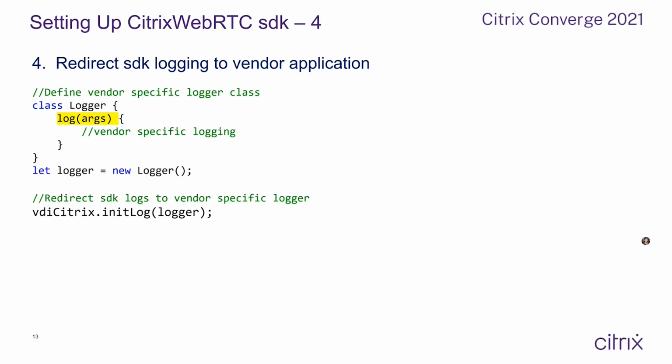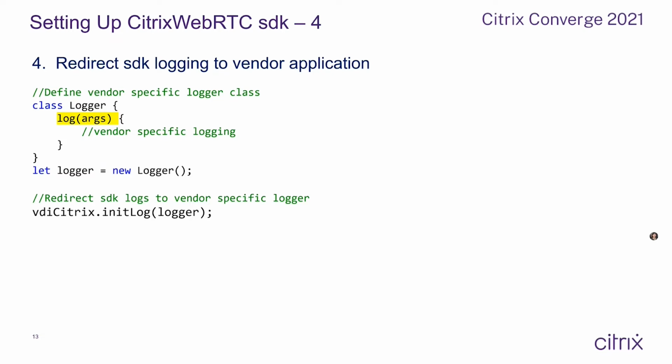SDK logs valuable information and errors to console by default. However, the vendor application can redirect log output to its own defined class. The vendor logger class must define a required log method with a certain signature, and then the SDK calls this log method to pass all the log details.